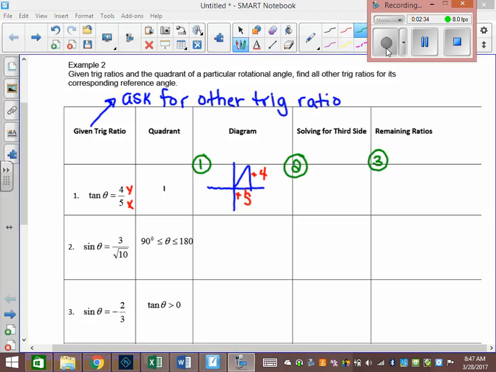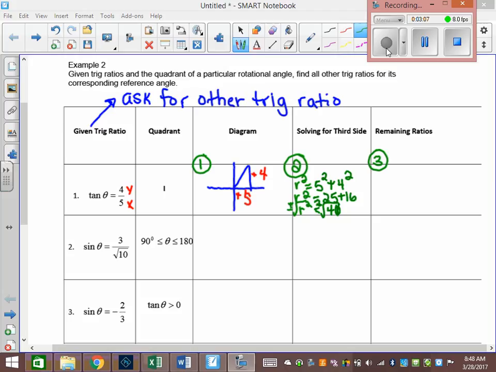So r squared equals x squared plus y squared. So r squared equals 25 plus 16. So r squared equals 41, but we're going to take the square root of it. Normally it's positive or negative, but because it's an r, it has to always be positive. So r is root 41, and 41 you can't reduce because it's a prime number.